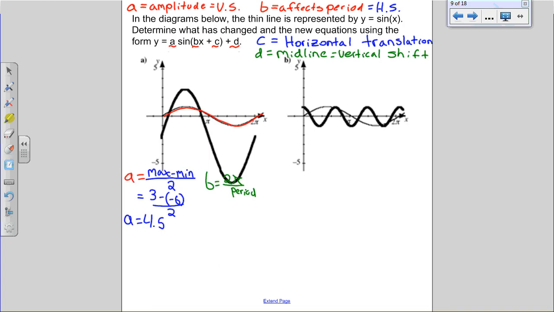All right, if I want to figure out what that is, b equals 2 pi divided by, what's the period of this graph? How long does it take to repeat itself? We're talking about the thick line here. It repeats itself starting here, which would be 2 pi. So the b value would be 2 pi divided by 2 pi. Your b variable is equal to 1.